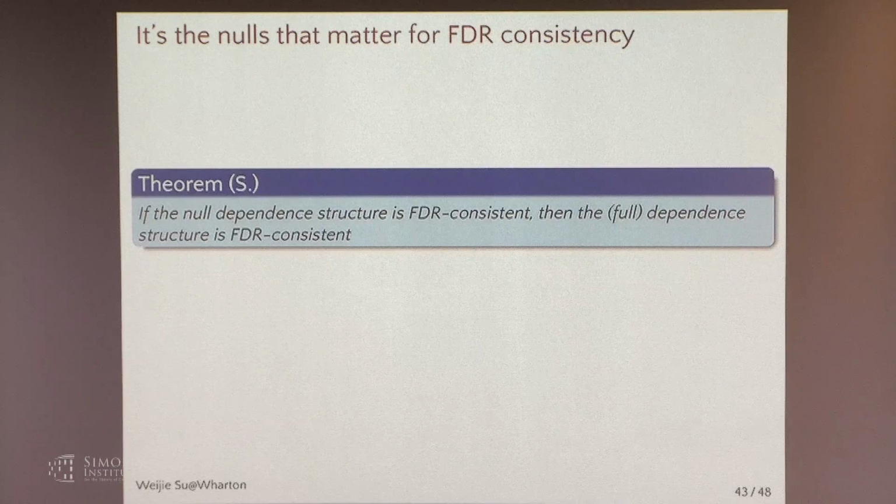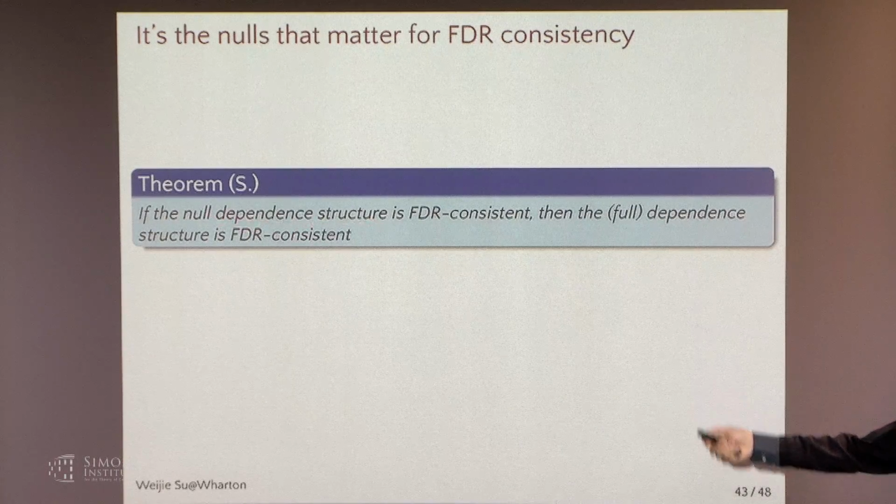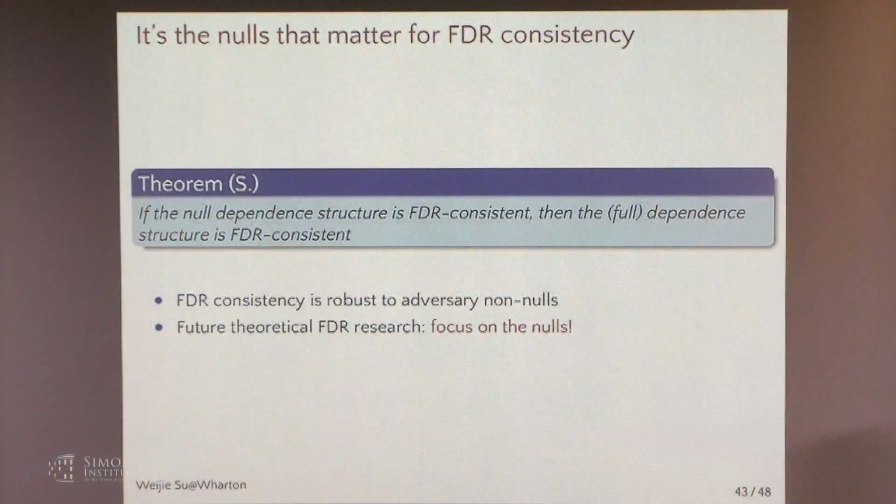What's the motivation to propose this relaxed notion? If we are happy with this relaxed notion, we don't need to bother with the non-nulls at all. The result says that if the null dependent structure is FDR consistent, then if you combine the non-nulls, the whole dependent structure will automatically be FDR consistent. So this means FDR consistency is actually robust to adversarial nodes. And if this is really meaningful, it suggests we focus on the nulls.